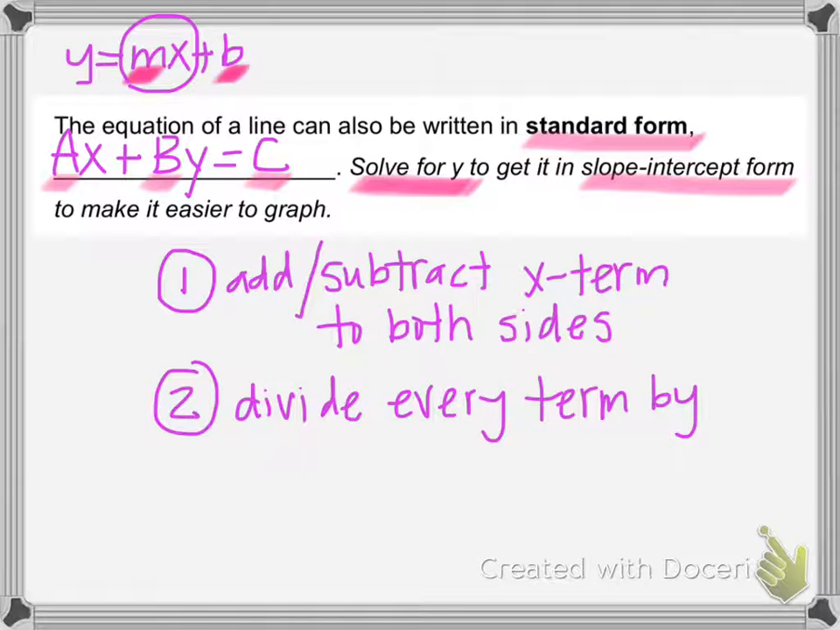Oh, sorry, this handwriting is so ugly. I'm trying to make it look pretty. So that number in front of y, the coefficient of y, you're going to divide every term by that, simplify, and then you will be able to see your m and your b because then it'll be in slope-intercept form. So we're just adding 1 extra step before we graph, actually 2 extra steps. So let's see what this looks like.